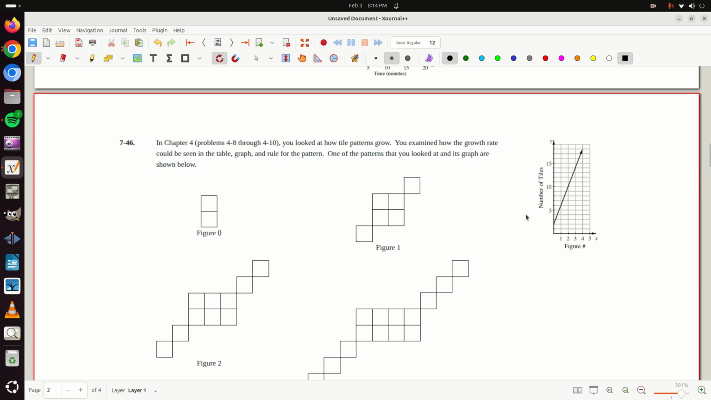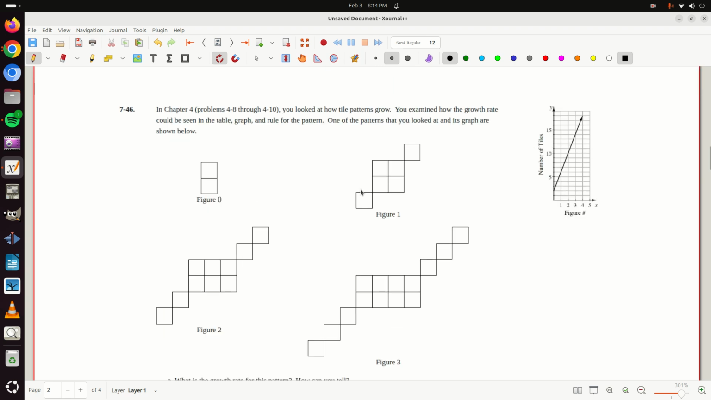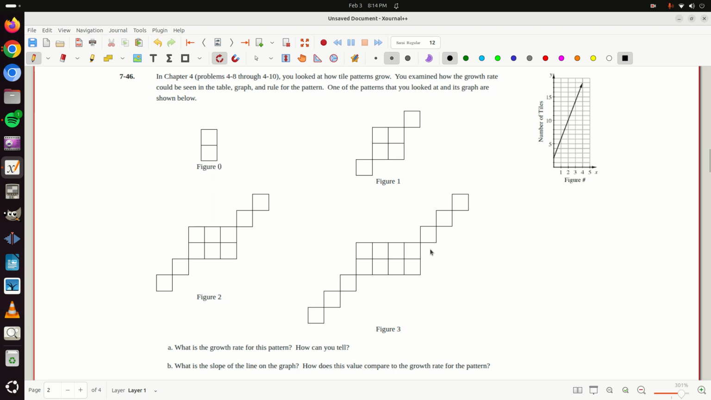746 in chapter 4, problems 4.8 through 4.10. You looked at how patterns grow. You examined how the growth rate could be seen in the table, graph, and rule for the pattern. One of the patterns that you looked at and its graph are shown below. So we have a graph. What we could do is even make a table if we wanted. Probably not a bad idea.